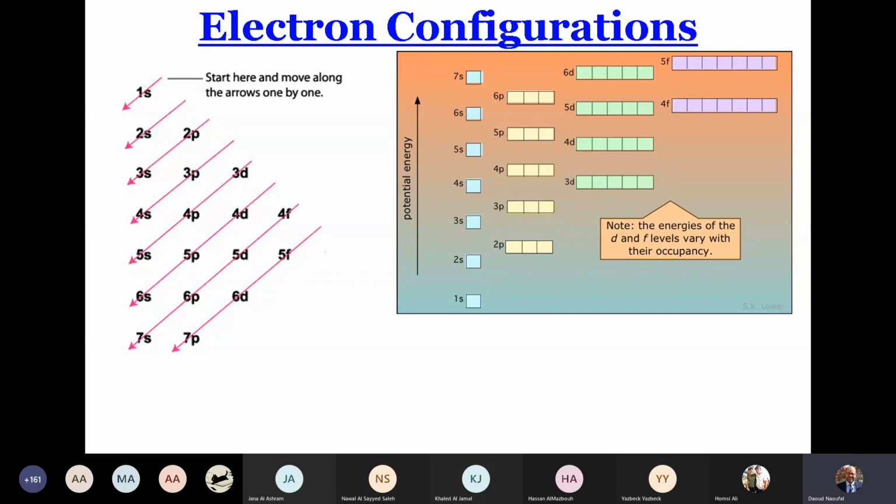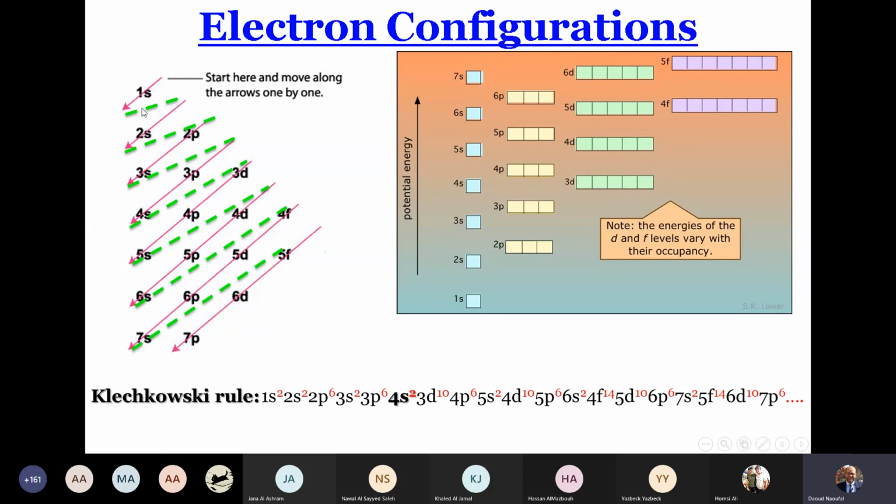Klechkovsky makes a rule which is called the rule of arrows. We put in level 1: 1s, 2s 2p, 3s 3p 3d, 4s 4p 4d 4f, and we start at the arrow of 1s, start here, and move along the arrows one by one. So the end of the first arrow is the start of the second. The end of the second arrow is the start of the third.